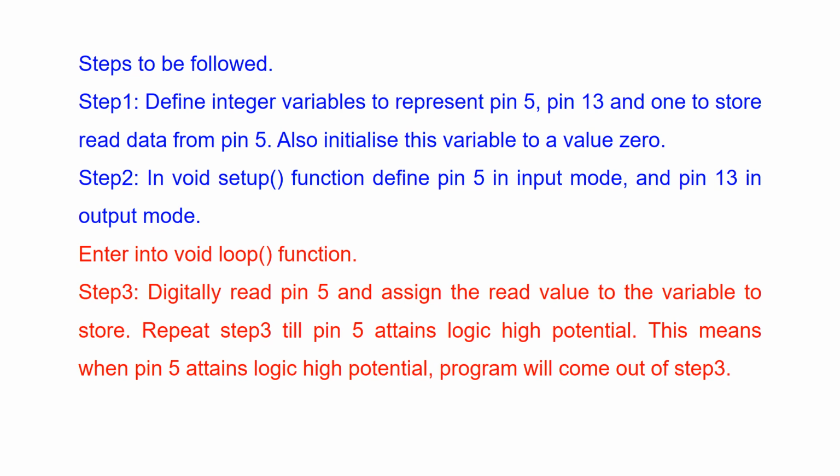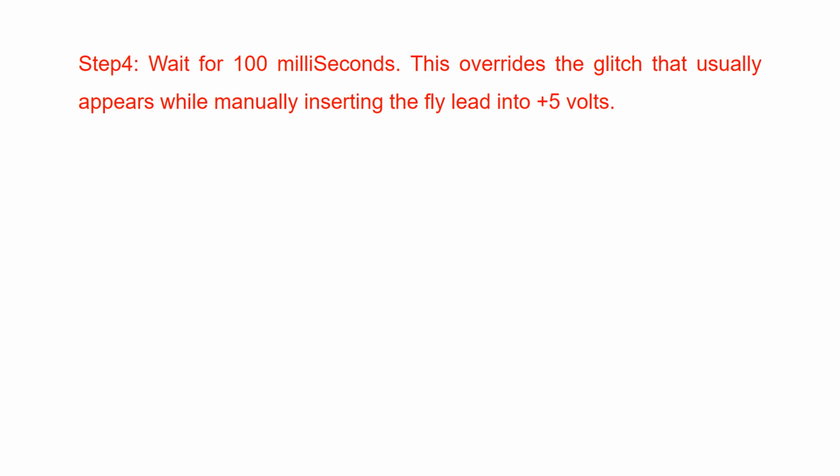Step 3. Digitally read pin 5 and assign the read value to the variable to store. Repeat step 3 till pin 5 attains logic high potential. This means when pin 5 attains logic high potential, program will come out of step 3. Step 4. Wait for 100 milliseconds. This overrides the glitch that usually appears while manually inserting the fly lead into plus 5 volts socket.